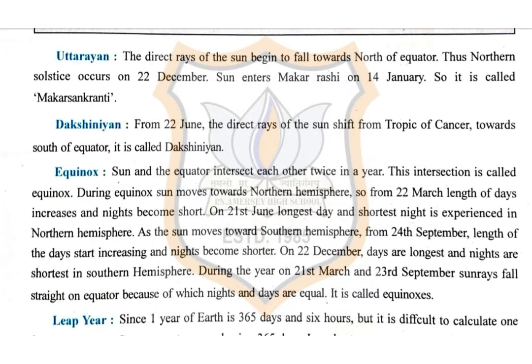Then equinox. The sun and the equator intersect each other twice in a year. This intersection is called equinox. During equinox, the sun moves towards the northern hemisphere. So from 22nd March, the length of days increases and nights become short.